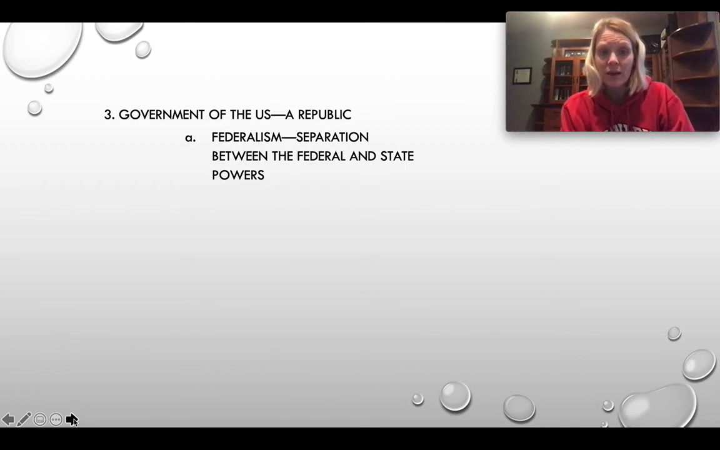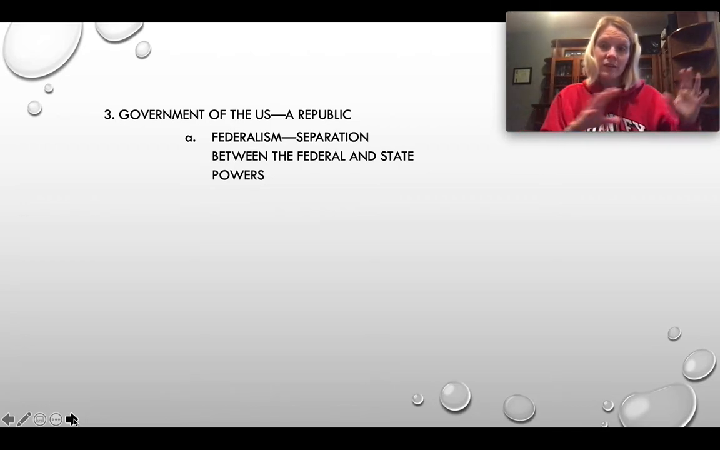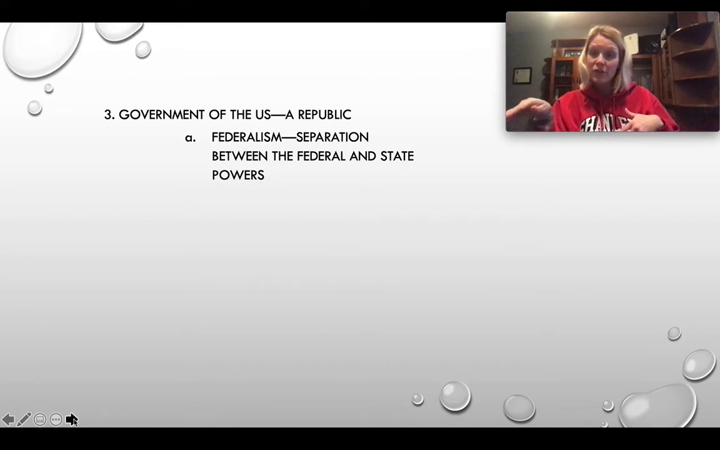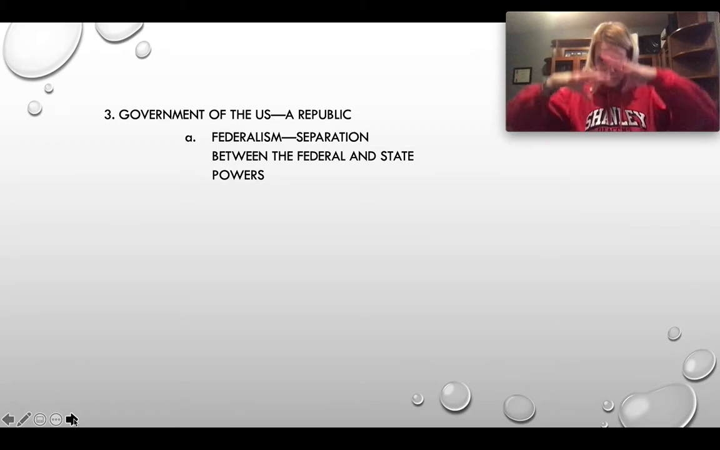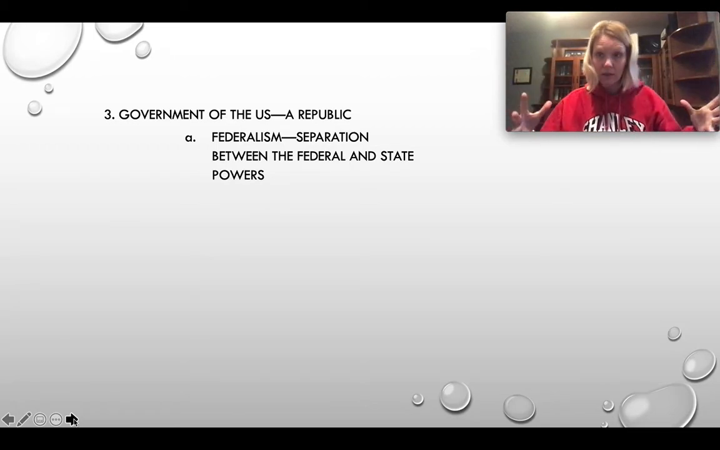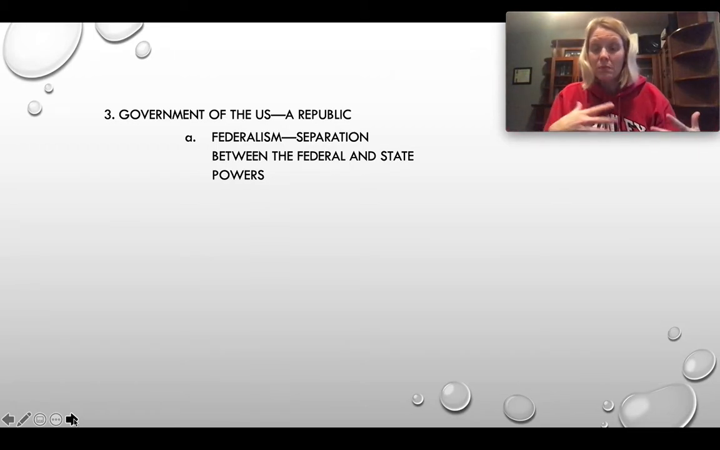The first idea is how we are a federal republic. The idea of federalism means that there is a separation between the federal and state powers. And so the federal government is like the national government, like the big government. And they get to make some laws and they get to decide things. But then the state powers is more on a local level. What can the states do? And you'll understand this very well.